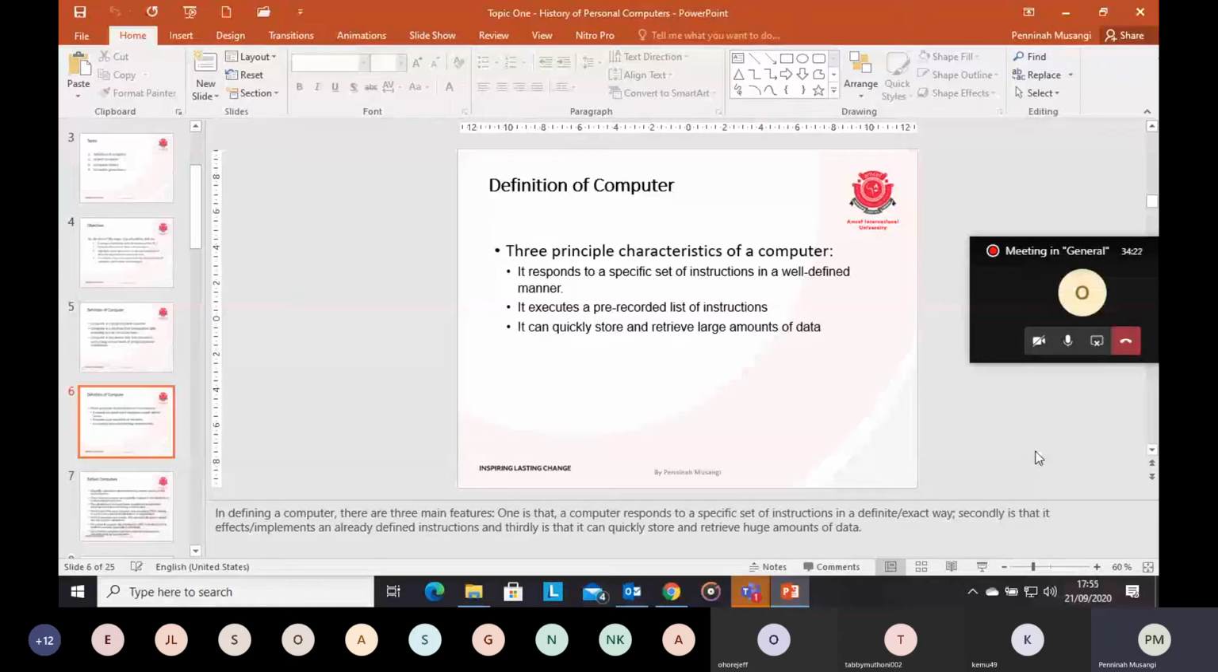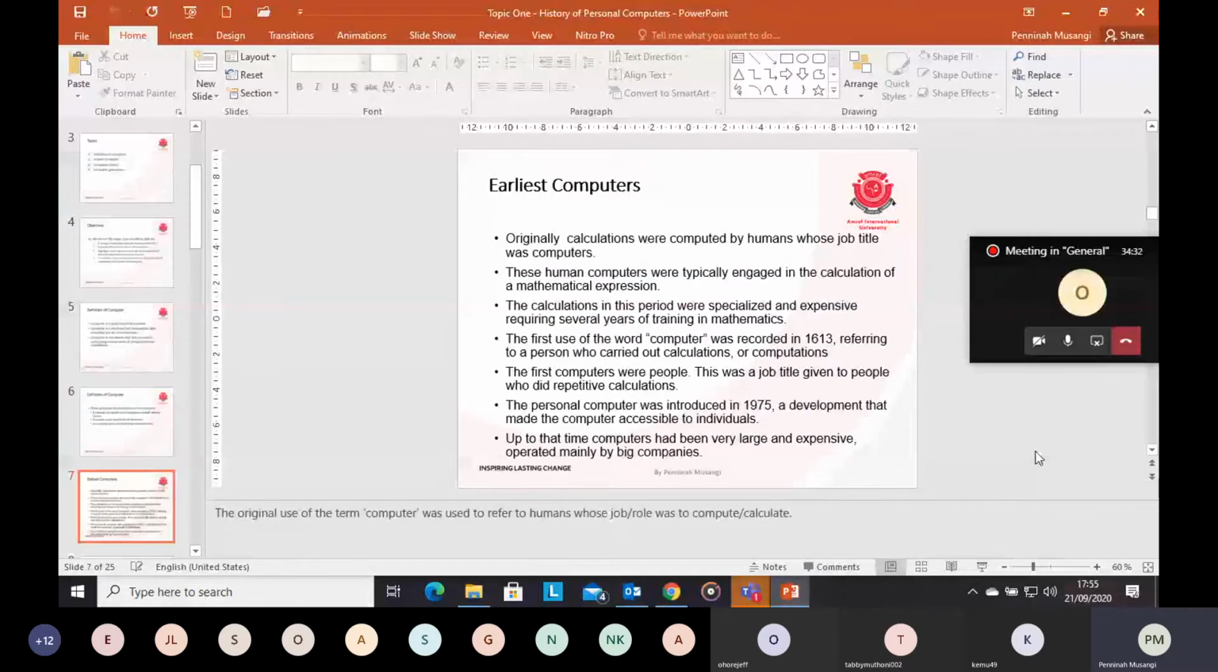I move on to look at the earliest computers, and I started by saying that originally calculations were computed by humans whose job title was computers. So the way I've said that a computer is any device that helps human beings to calculate, when calculations were being computed by human beings, those human beings or those staff who were involved in calculations, their job title was computers.